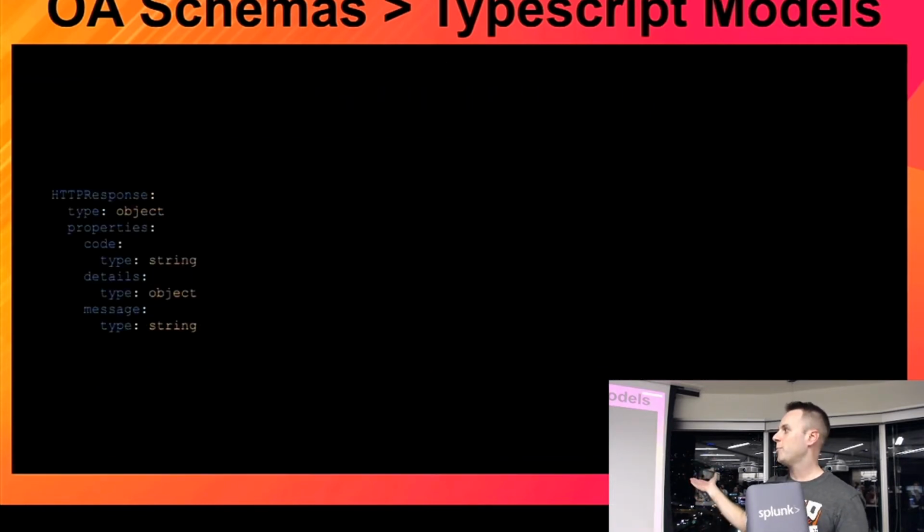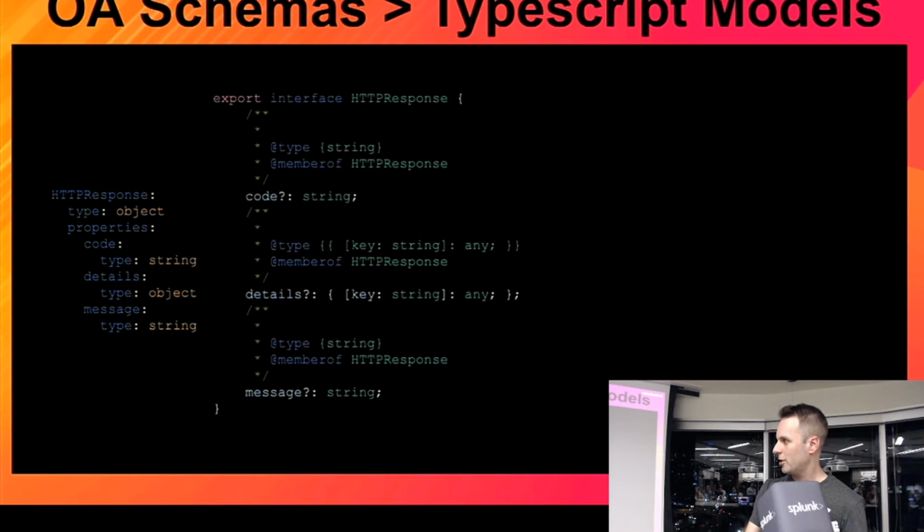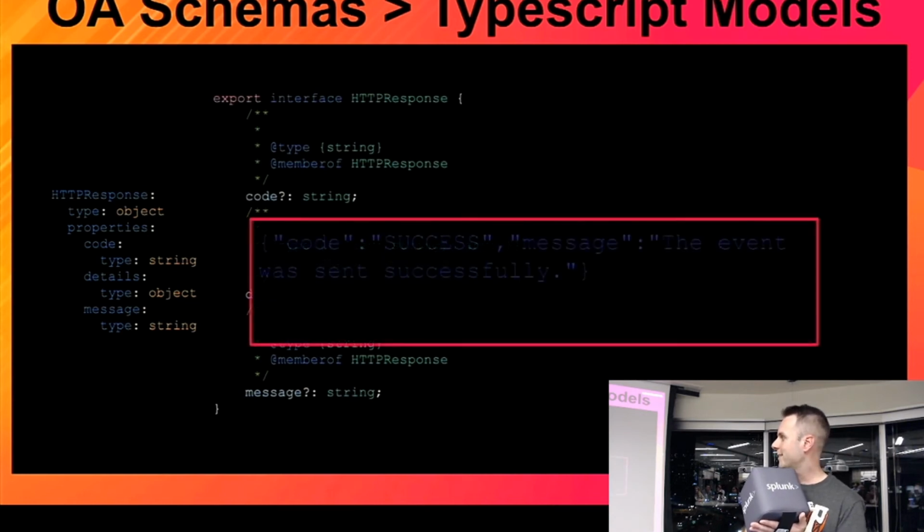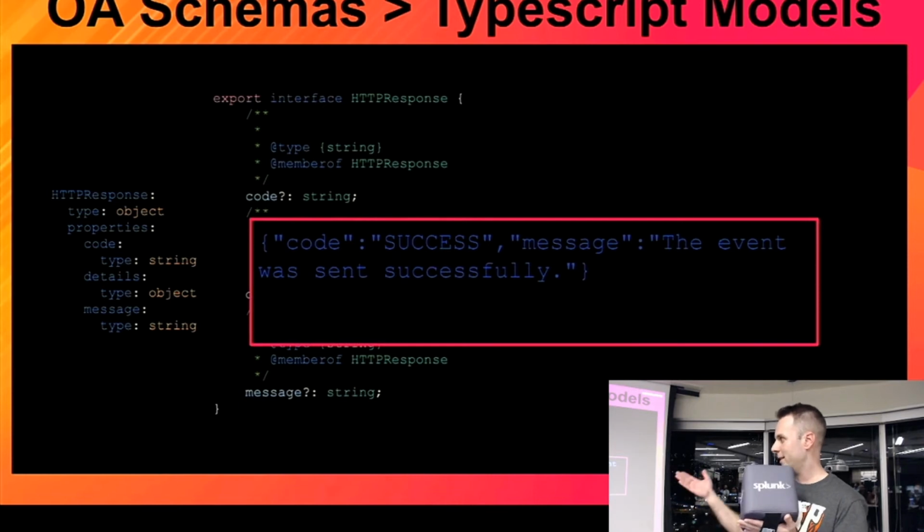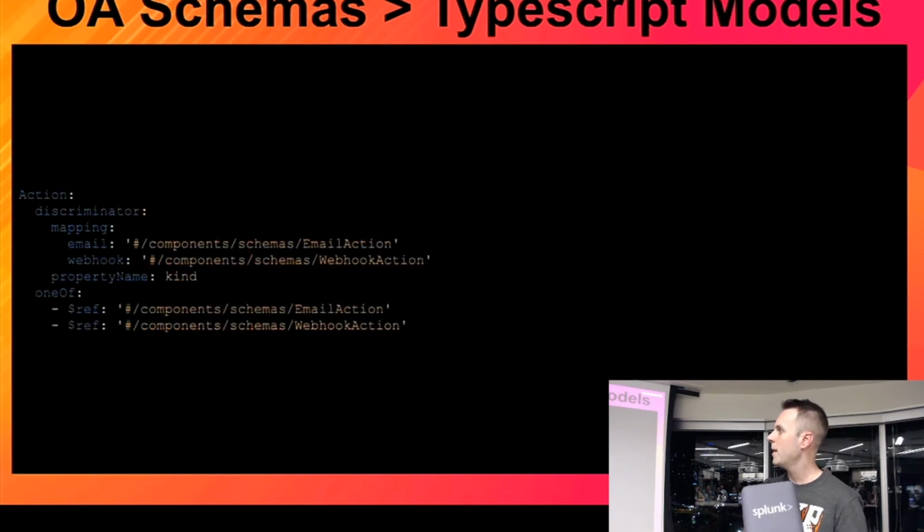So the response coming back, same kind of thing. This is a much simpler model. It's just an object that has the code, details, and message properties. They're all optional in this case. So in the real world example, we can see that a code and message actually was given back in the end that says, hey, my event came in successfully.